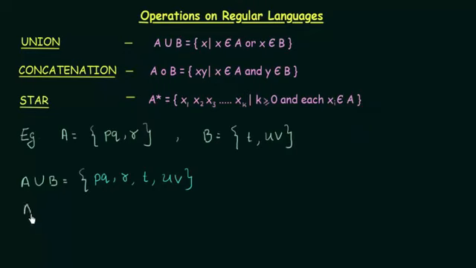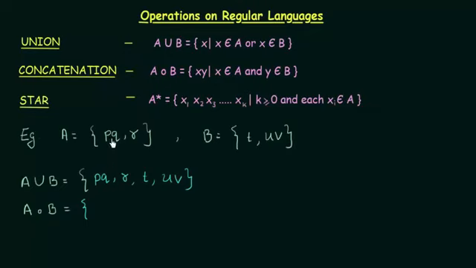And coming to the next one, we have the concatenation. Concatenation of A and B. So what is the concatenation of A and B? As I told you, concatenation means joining two or more symbols or strings together. Here in A we have P, Q, and R, and in B we have T and UV. So I should join XY such that X belongs to A and Y belongs to B. That means one element from A and another element from B should be joined.